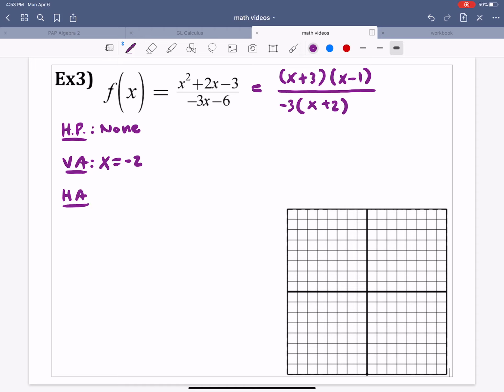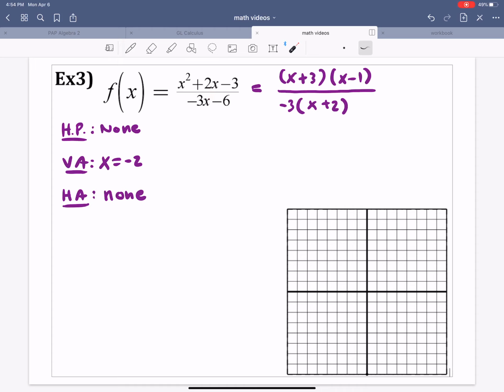Horizontal asymptote, BOBO BOTN EATS DC. This degree is bigger on top, so this is a BOTN. Okay, so if it's bigger on top, the N stands for none. There is no horizontal asymptote. But there is a unique situation that occurs. Listen very, very carefully. There is a unique situation that occurs when the degree on the top is exactly 1 degree larger than the bottom. So the degree on the bottom is 1, the degree on the top is 2.